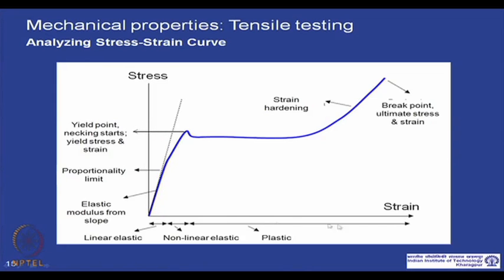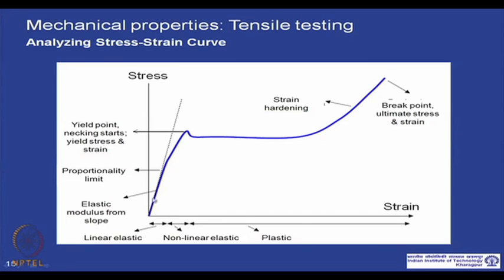Stress is plotted against strain, and this curve basically shows the possible effect or possible deformation in a sample. This does not happen for all samples, but this is shown here so that you know all the different terms related to this tensile testing.